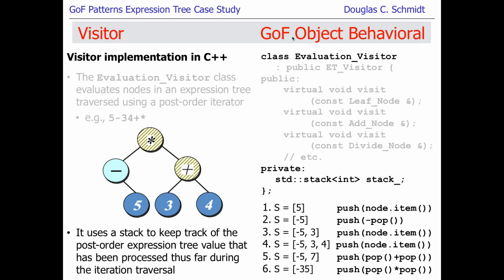So you see a 5, you push it on the stack. You see a negate node, a unary negate node. You pop the value off the stack, which is 5, negate it, push it back on. And this is showing you what's in the stack, right? When we get down here, we're going to push 3. We push 4. We see plus. We pop off 3 and 4. We add them together, push them back on. Now we have 7. And then the final thing we do is we pop the left, pop the right, multiply them together, push them back on.